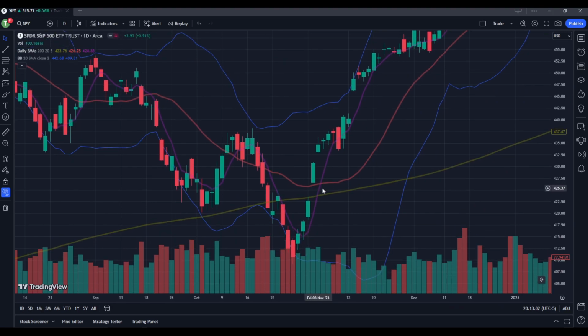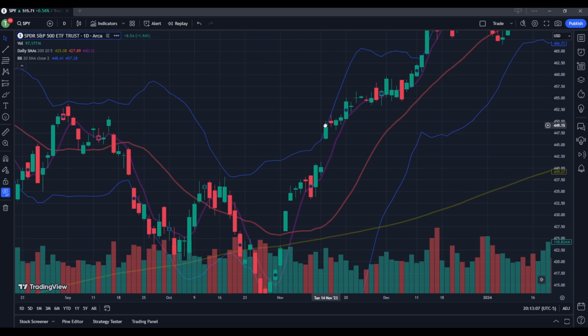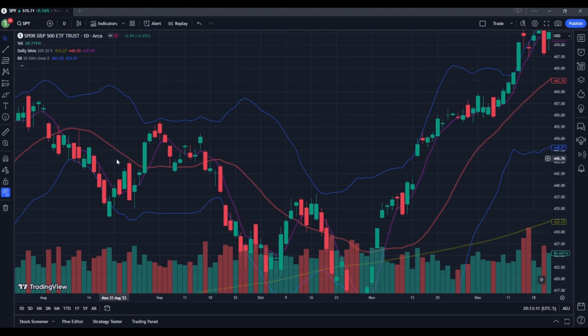Same as when the 5 crosses above the 20, you're going to test the top of the Bollinger Band. Same principle, right? Crosses above, you get the touch right here. Crosses above, touch right here. And this is how it kind of tethers to each other and the equilibrium plays out.